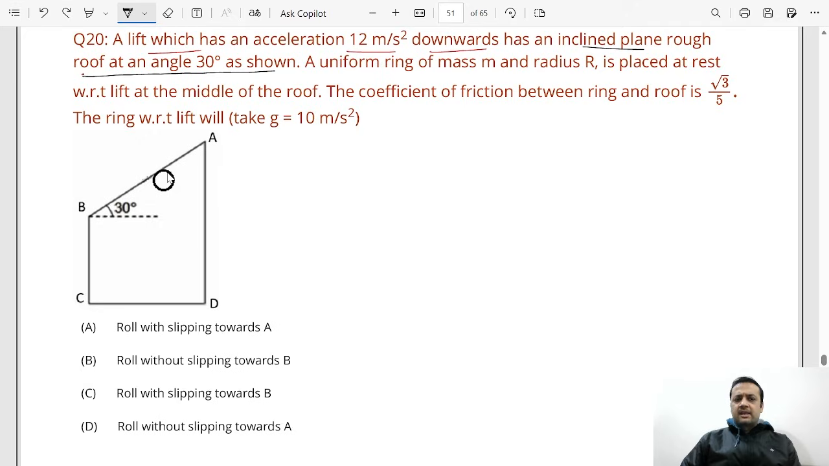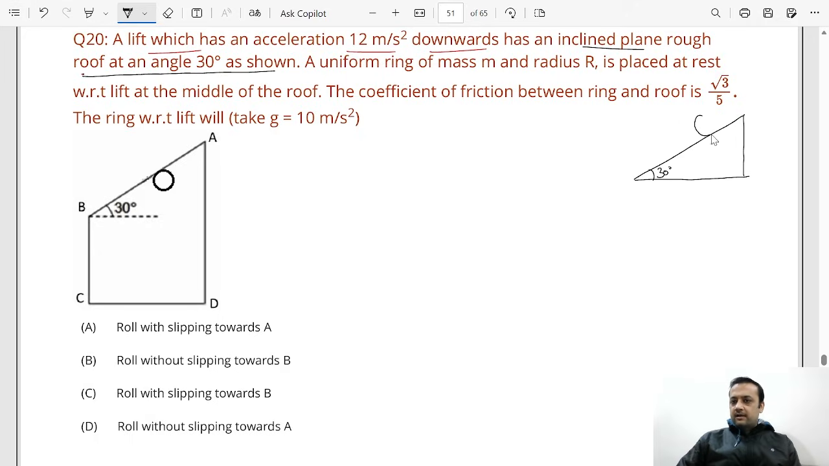Now just try to understand this. Before we solve this question, let me help you to solve another question. Then I will come back to this question. So imagine that this is a normal question that you might have solved. Imagine that this is a normal inclined plane, inclined at an angle of 30 degree.